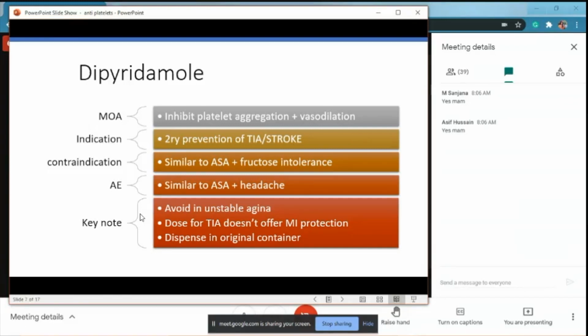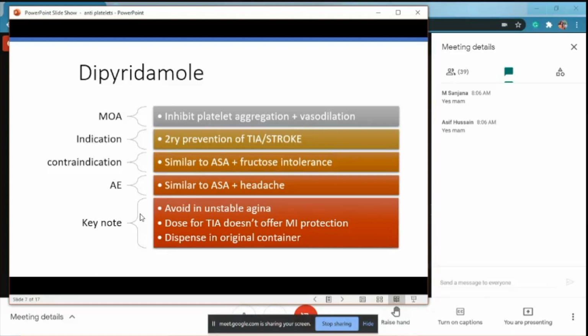So we use it for the secondary prevention of transient ischemic attack or stroke. Okay, now let's have a look at the contraindication. It is pretty much similar to ASA because it has the ASA in it. So it comes in combination with ASA. So similar to ASA, all the contraindications.